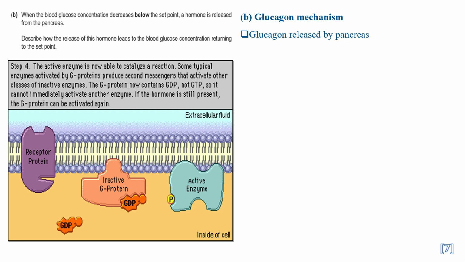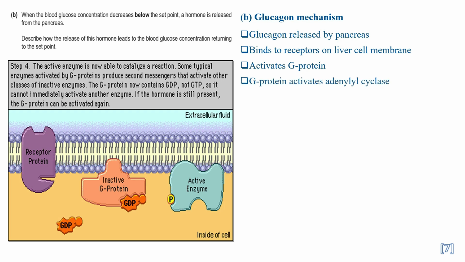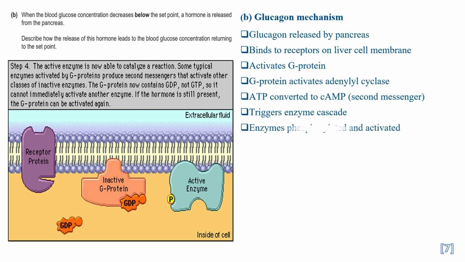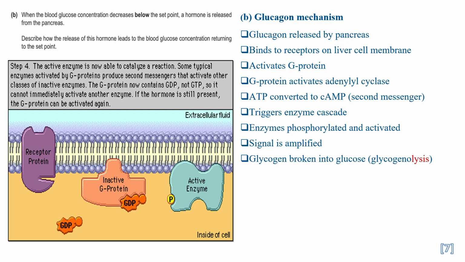Okay, here is the glucagon mechanism. Glucagon released by the pancreas by alpha cells of Langerhans binds to receptors on the liver cell membrane, then activates G protein. This G protein activates adenyl cyclase enzyme. Adenyl cyclase enzyme converts ATP into cyclic AMP, considered a second messenger responsible for amplification of the signal. It triggers enzymatic cascade reactions, leading to production of phosphorylated enzymes like glycogen phosphorylase enzyme, the last one. Here the signal is amplified by the action of cyclic AMP. Glycogen is broken down into glucose units in a process called glycogenolysis. Lysis of glycogen, breakdown of glycogen.